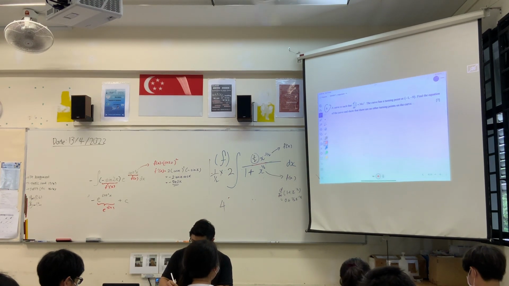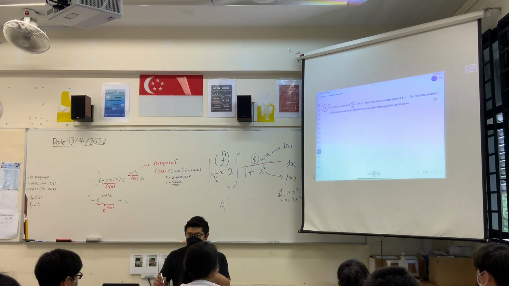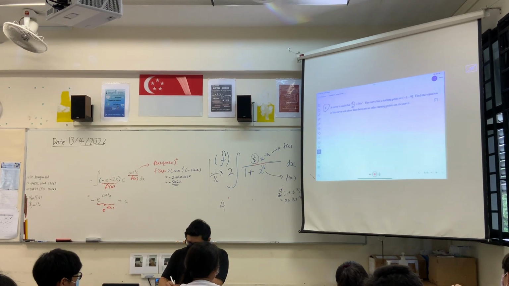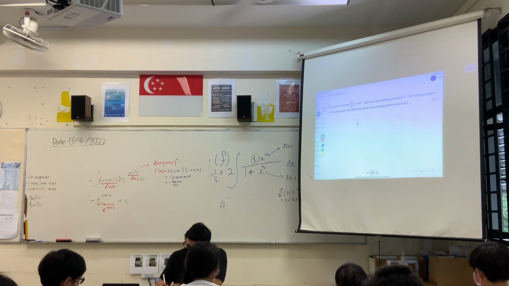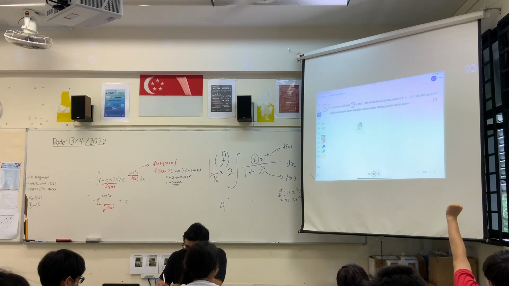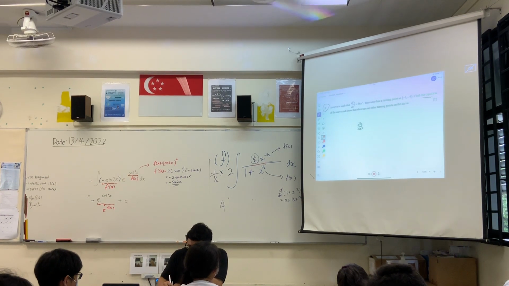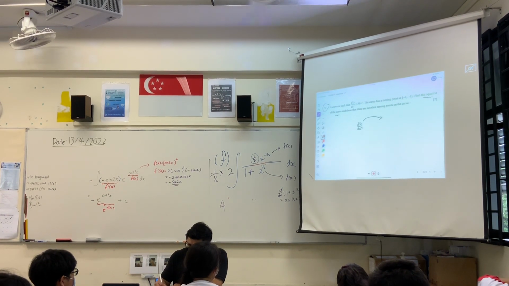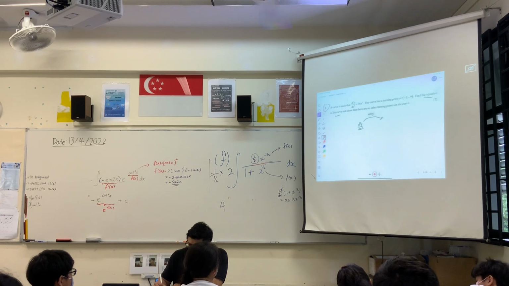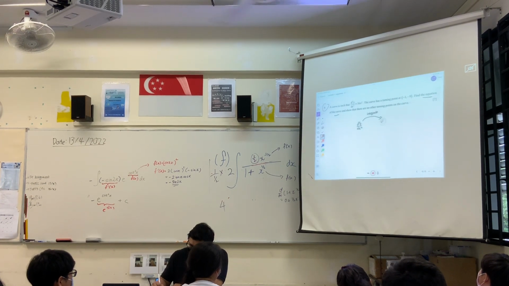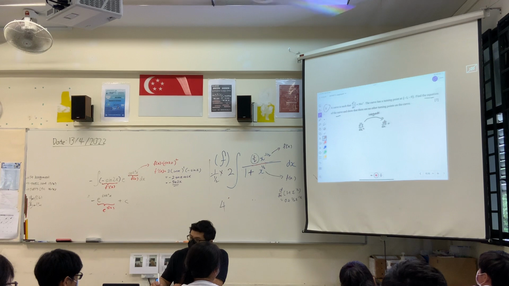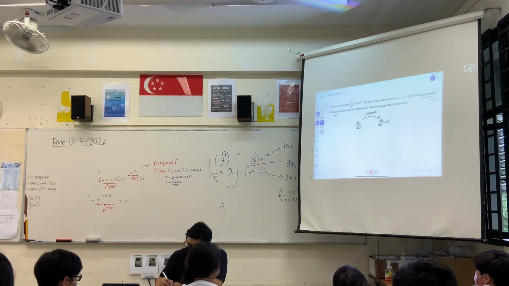So the game plan is this, from d2y over dx squared. If I want to find the equation of the curve, I first need to integrate one time. After I integrate one time, I will get dy dx plus c. After that, I can integrate another time.